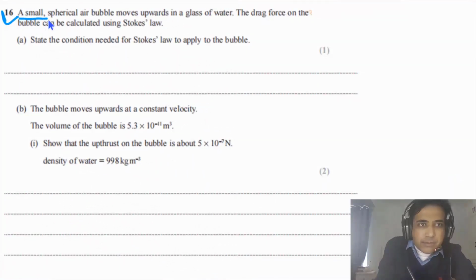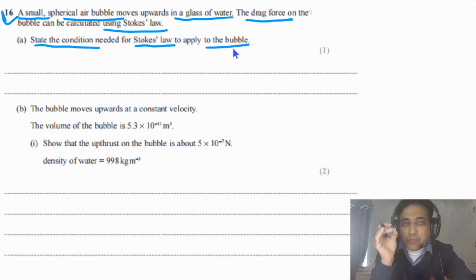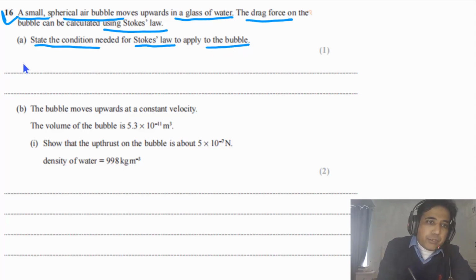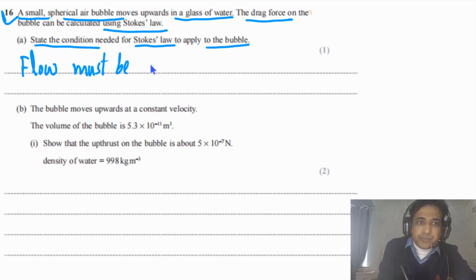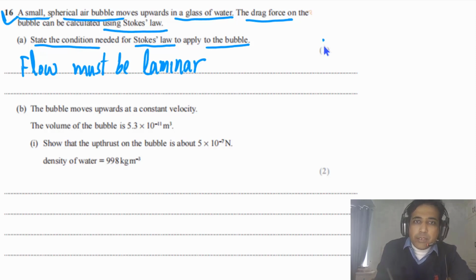Question 16 says, a small spherical air bubble moves upwards in a glass of water. The drag force on the bubble can be calculated using Stokes' law. For part A, state the condition needed for Stokes' law to apply to the bubble. Stokes' law is only valid for laminar flow. So simply we can say flow around the sphere must be laminar, or you can say flow must not be turbulent. If you write this, you will get 1 mark.